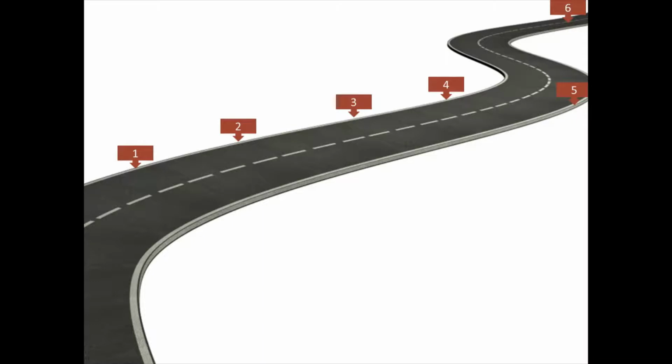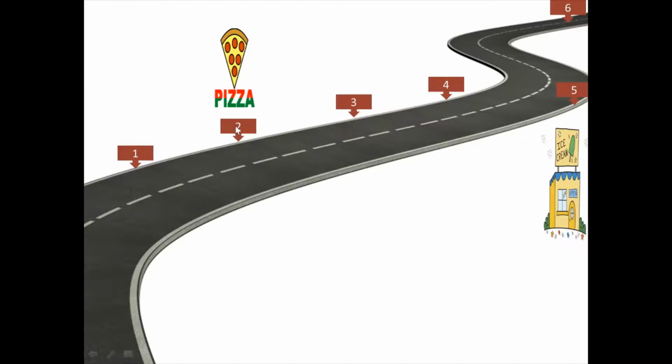Now in this example, we have a road. Okay, there is a road, and on this road there are numbers, the milestones are there. So this is 1st kilometer, 2nd, 3rd, 4th, 5th, 6th. Okay, milestones are there, and on this road we have a pizza corner at 2nd kilometer milestone, and we have an ice cream parlor at 5th kilometer milestone. Okay, we all like ice cream, so there is an ice cream parlor also.